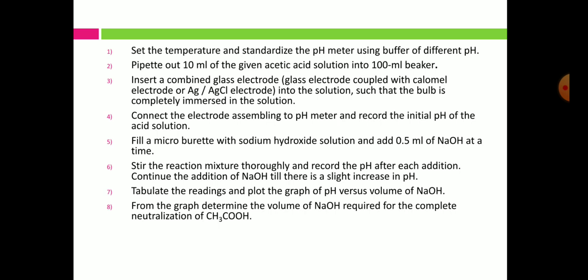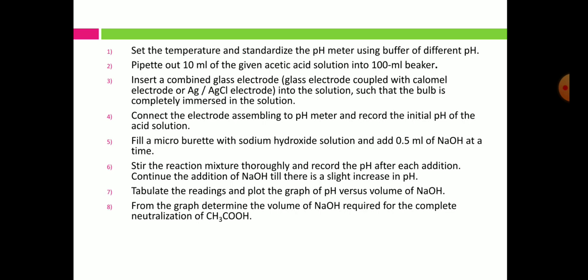electrode. When we have added the distilled water, it has not affected the concentration of the H plus ion in the 10 ml; it is still the same. We have added deionized water, which is not providing any H plus or OH minus ions, and it is not going to affect the pH of our 10 ml acetic acid solution. That thing we have to keep in mind. So, we have added 40 ml water, and now we will insert our combined glass electrode into the solution, and we have to keep in mind that the bulb of that electrode is completely immersed in the solution.